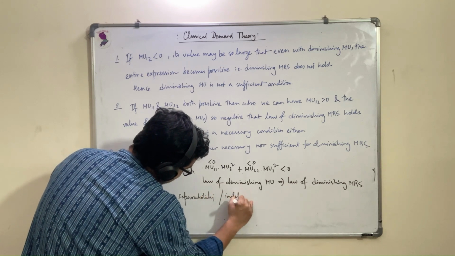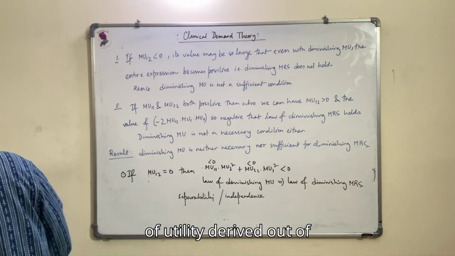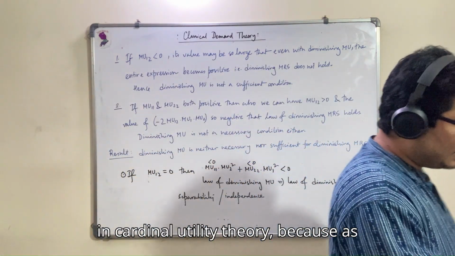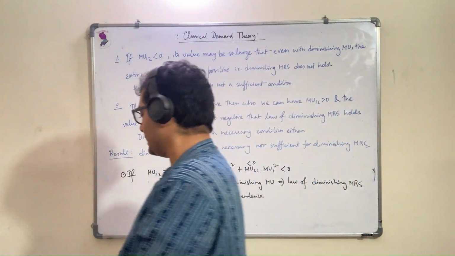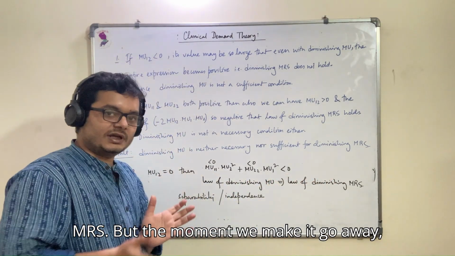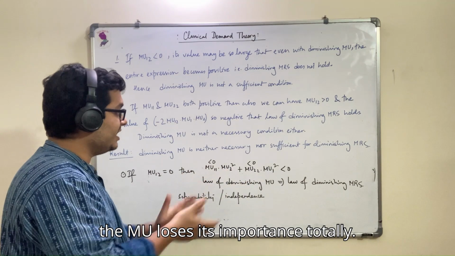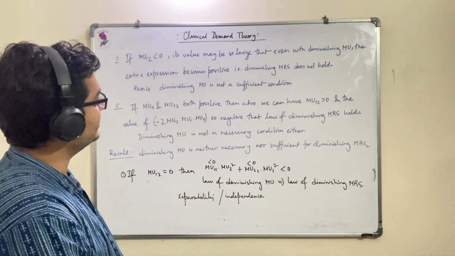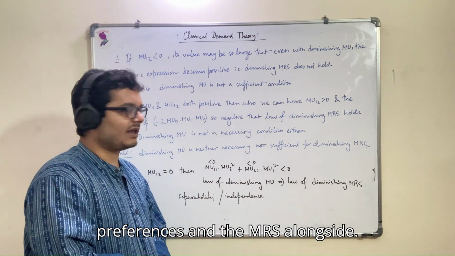or independence of utility derived out of commodities was so vital in cardinal utility theory, because as long as it is there, even in our ordinal utility setup, the diminishing MU implies diminishing MRS. But the moment we make it go away, the moment we allow for imperfect substitutes, the MU loses its importance totally. Okay? So in the next section, we will look at different ICs. We will look at their preferences and the MRSs alongside.